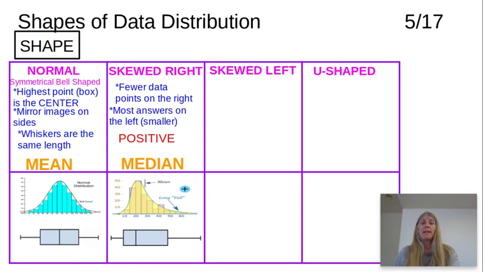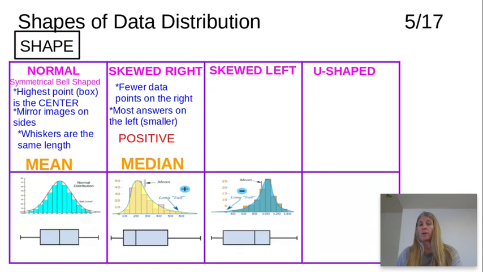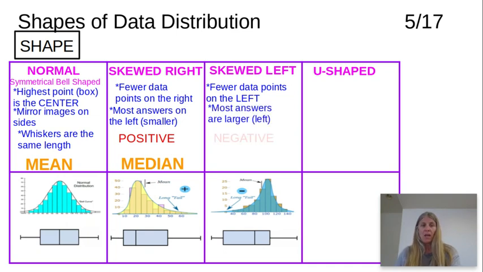Now you can imagine if skewed right looks like this, skewed left looks like the other side, where we have most of our data points on the right-hand side. Most of our numbers are going to be bigger. In our box and whisker plot, the box is not straight in the middle but towards the right as well. So there are fewer data points on the left, and most answers are larger. This is called a negative skewing. We also use the median for this because of the outliers. In this case, the outliers are the smaller numbers and most of our data are larger.